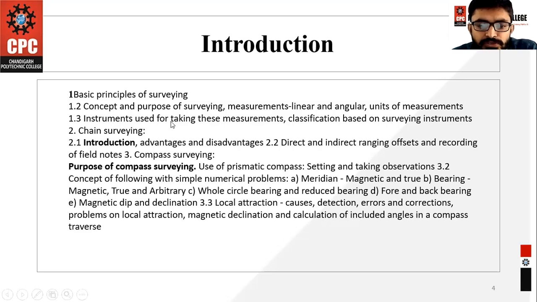So what is the next? The instruments used for taking these measurements and the classification. What are the instruments? In the chain survey we need a chain, and we need the ranging rod as well, we need the arrows, we need tape as well. There are various types of tape, like the metallic tape, cloth tape, steel tape, and invar tape. These are the various forms of tapes that we require in this subject. So this is the chain survey and the instruments required in it.